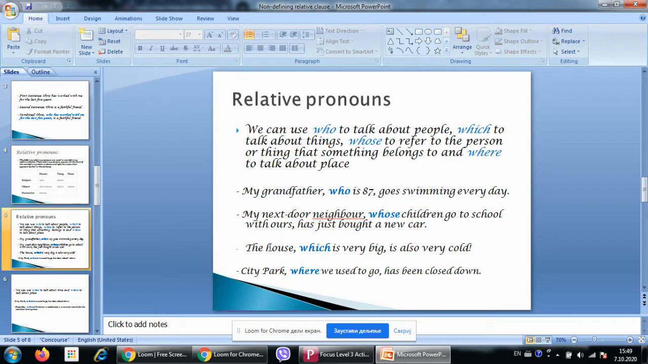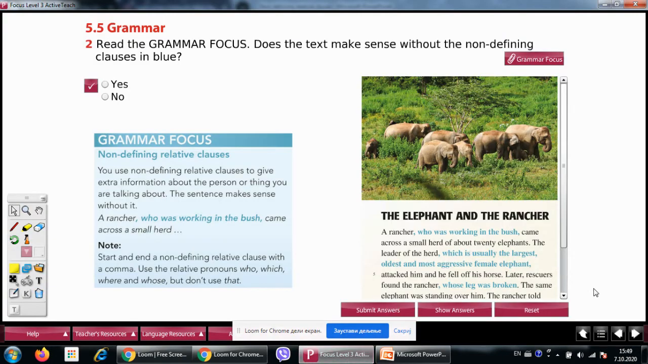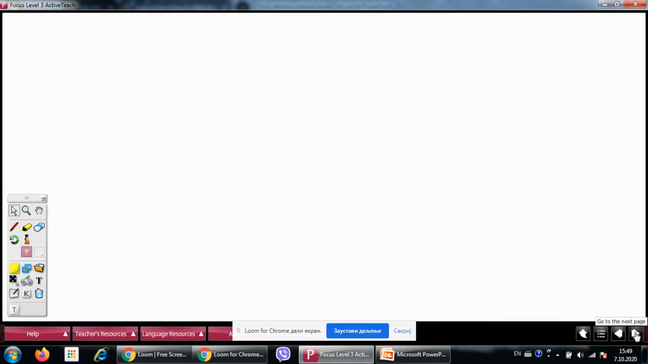Then we have the house, which is very big, is also very cold. The house is a thing, and we said for things we use relative pronoun which. And the last one is city park. Where we used to go has been closed down. City park is a place, and we said for place, if we are referring to a place, we use relative pronoun where. Okay, so now let's go back to our book and go to our next task.